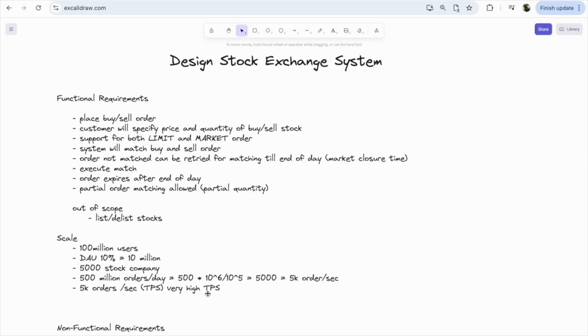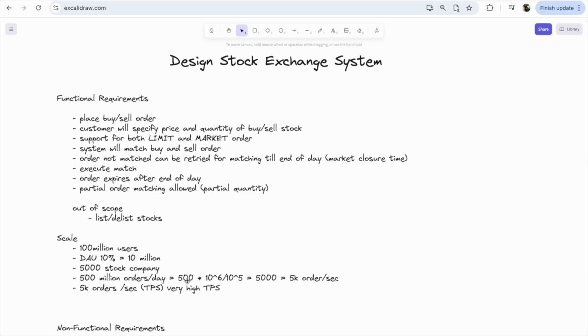Next, I am assuming a few scale numbers for this system. These are not accurate numbers. This is just for this discussion, I have assumed these numbers. Consider there are 100 million users and daily active users, let's say 10% of the total users, that is 10 million. Let's say we have 5,000 stock companies. Also considered 500 million orders per day.